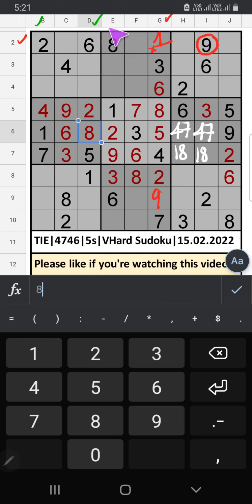Column B and column D, we have 1, so 1 can't come in these cells. Second row also we have 1, so 1 can't come in this cell, then 1 is confirmed here. Column C, two numbers are remaining, 5 and 7. It will come in any one of the cells, we will confirm later.